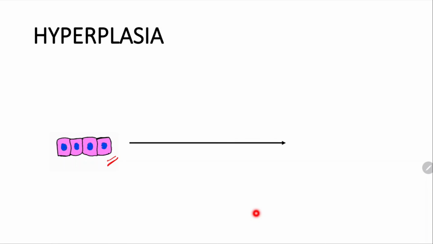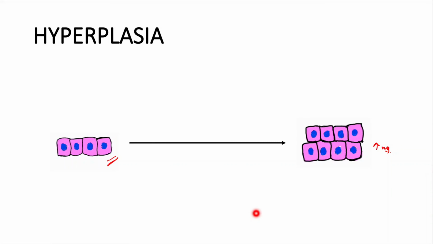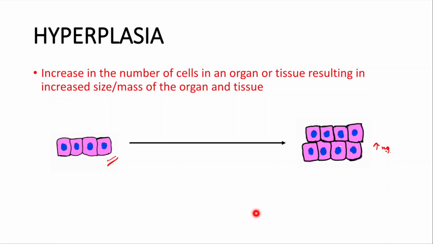Now let's go through the topic hyperplasia. Here you can see this is a normal cell. When this cell is activated or stimulated, it undergoes increased cell proliferation, thereby resulting in an increase in the number of cells. But you can see here the size of the cell remains the same as that of the normal cell. This is hyperplasia. So hyperplasia is defined as an increase in the size of an organ or a tissue because of an increase in the number of cells within an organ or a tissue.